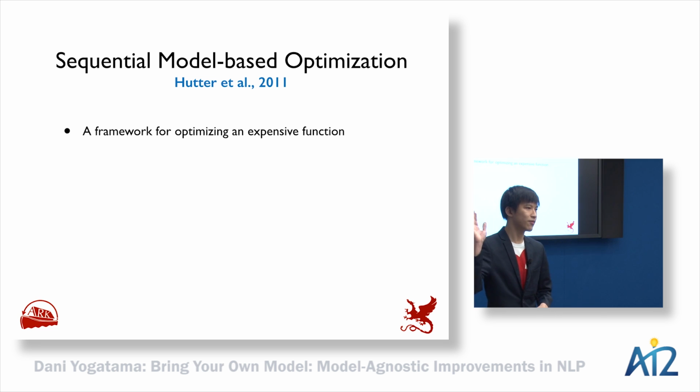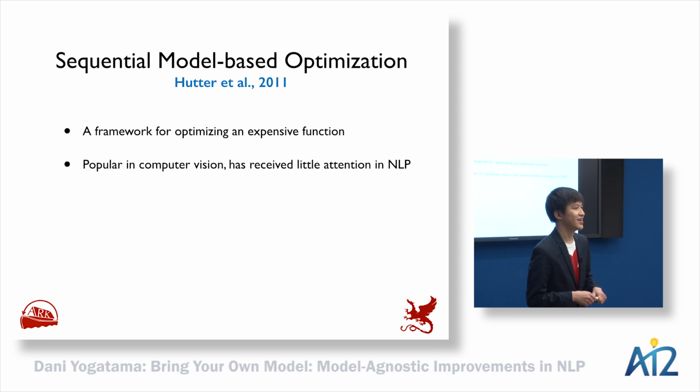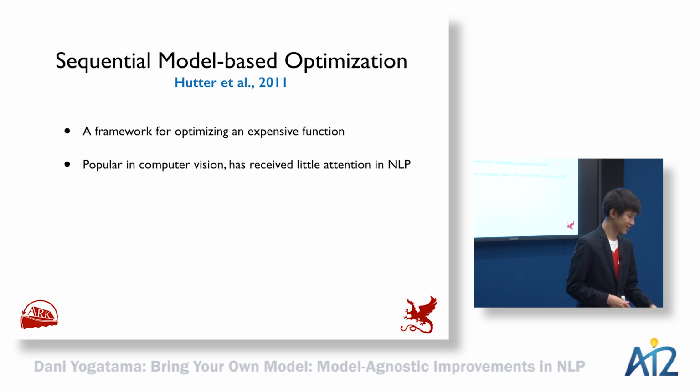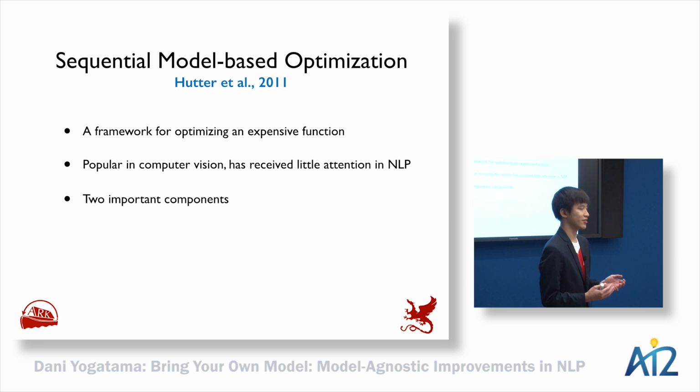So how many of you are familiar with Bayesian optimization? Okay, there are a few of you. I can go through this a little bit quickly. It's a framework for optimizing an expensive function. It's very popular in computer vision. It has received very little attention in NLP. In fact, I've never seen any Bayesian optimization paper in NLP, which is very surprising because I think this is very useful.